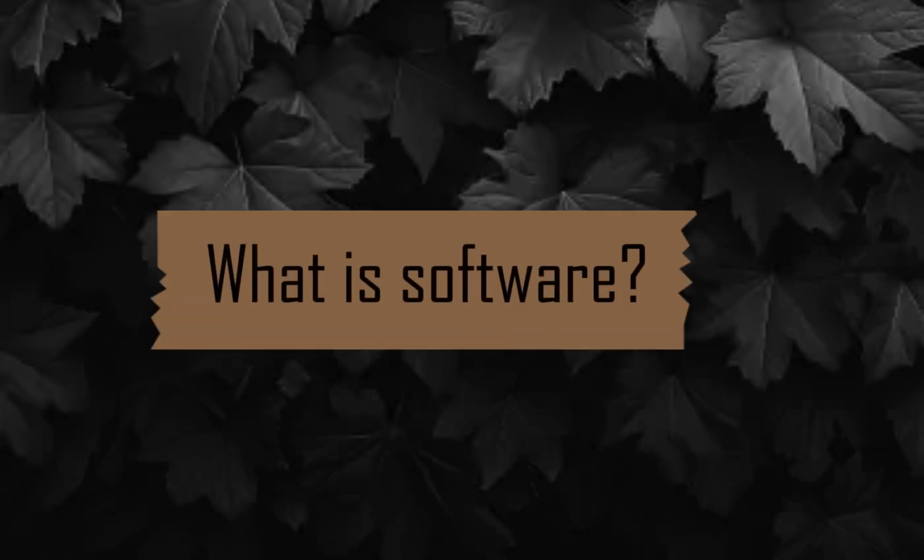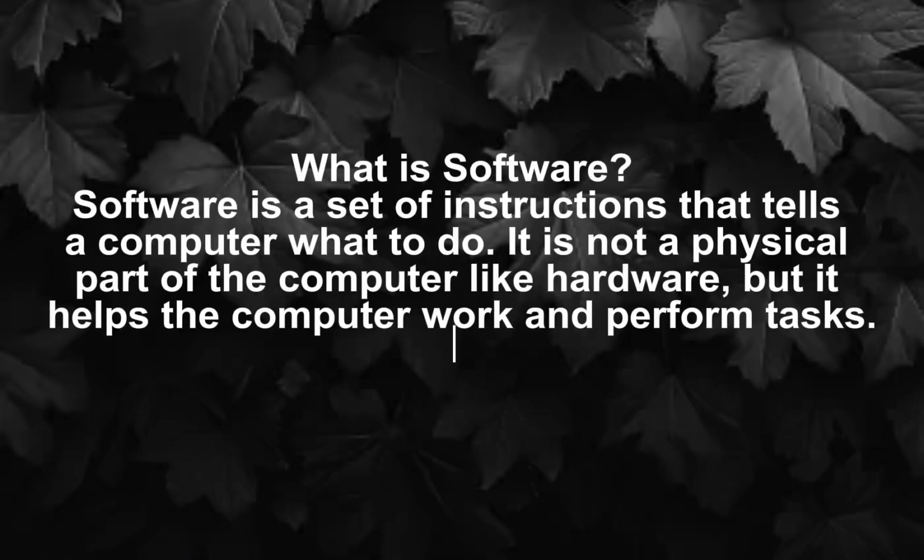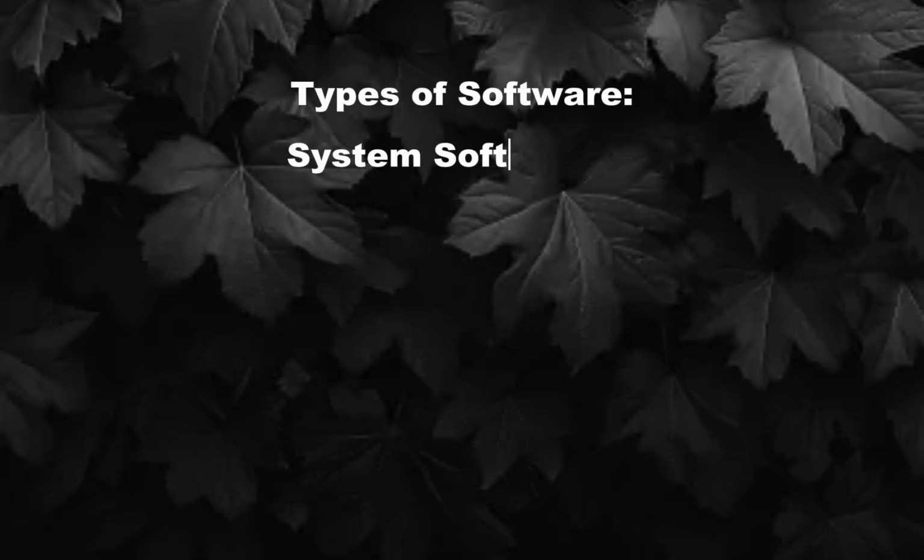So next is what is software in the computer. As I have already told you before, software is a set of instructions that tells a computer what to do. It is not a physical part of the computer like hardware, but it helps the computer work and perform tasks. Software instructs the computer on what to do next. Without software, a computer cannot do anything. The computer does what the software tells it to do.